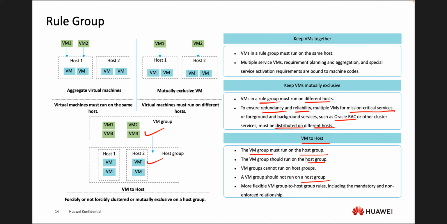In most cases, you don't really need all of these rule groups, but if you have an Oracle database and you want two VMs running the database, you would have a backup, right? So that's how you have to set them up as a group. And you can do all of this in FusionCompute.